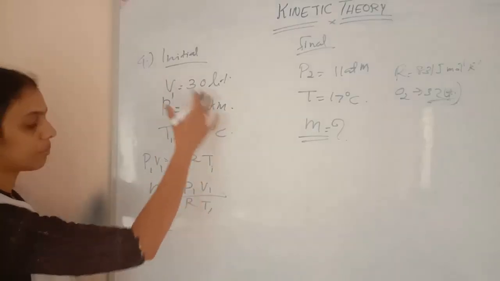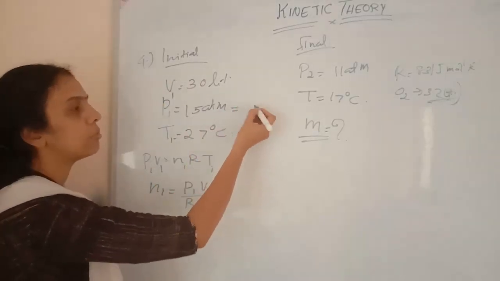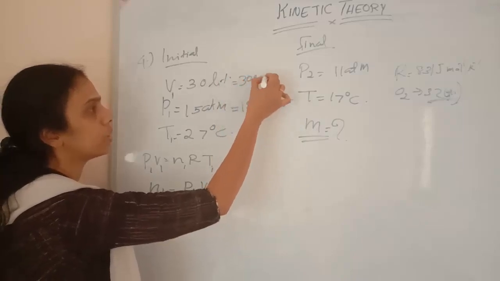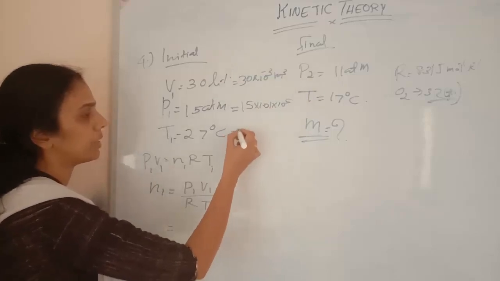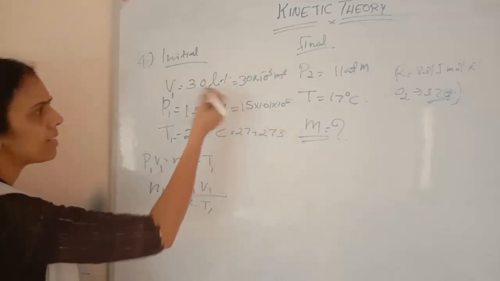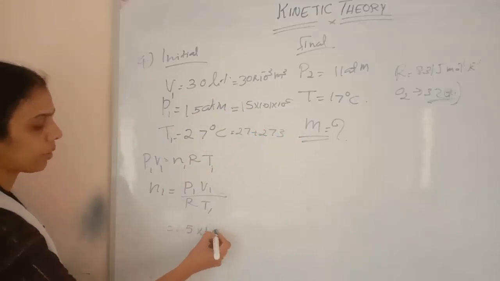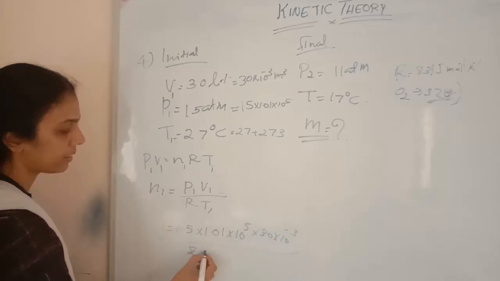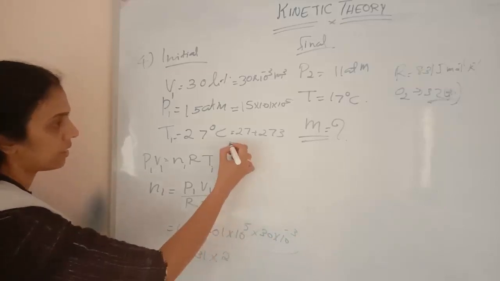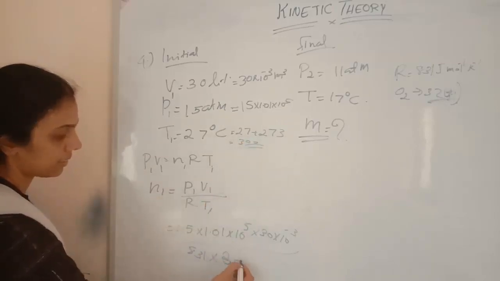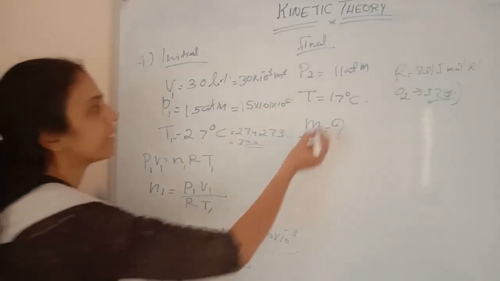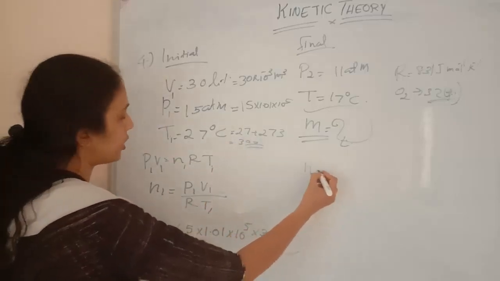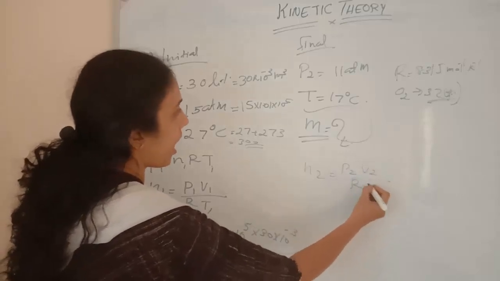So first everything we should convert into SI system. That is atm to Pascal: 15 into 1.01 into 10 to the power 5 Pascal, and 30 into 10 to the power minus 3 meter cube, and here 27 plus 273. Substituting all these, 15 into 1.01 into 10 to the power 5 into 30 into 10 to the power minus 3 divided by 8.31 into 300, you can find the N1 value. And in the same way, after leaving this, N2 equals P2 V2 divided by R T2 you should find out.